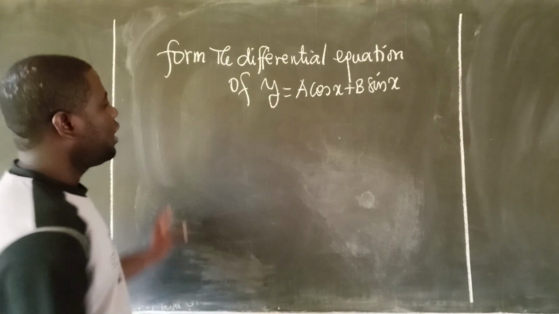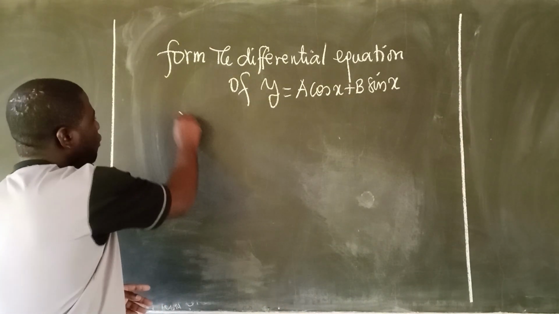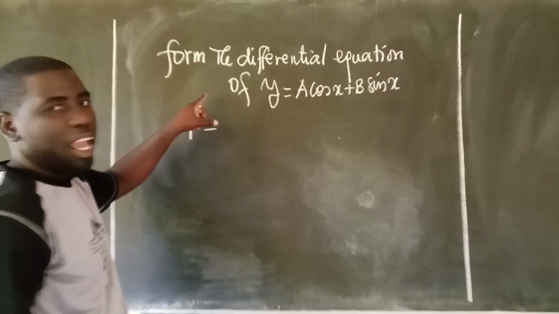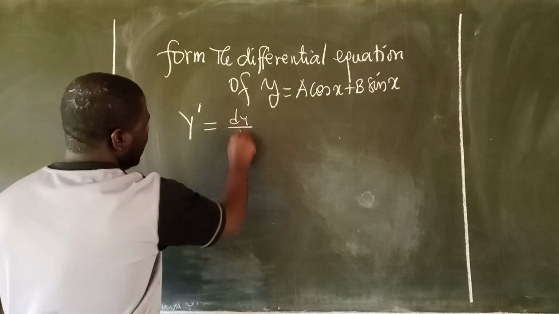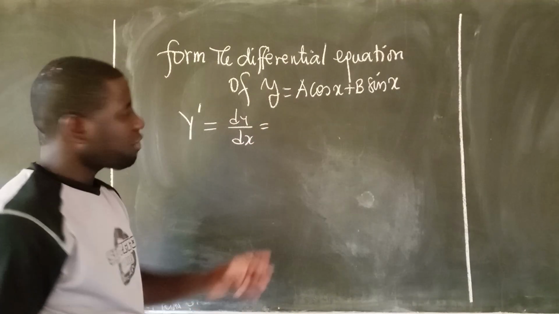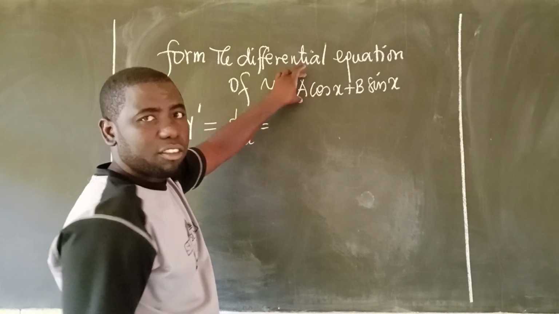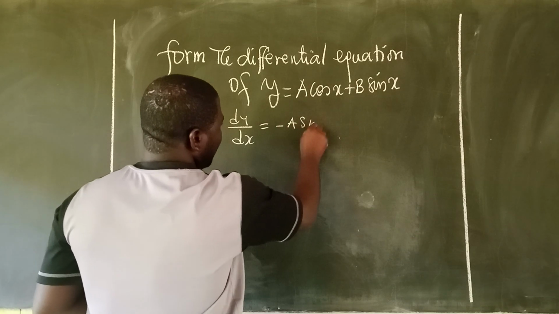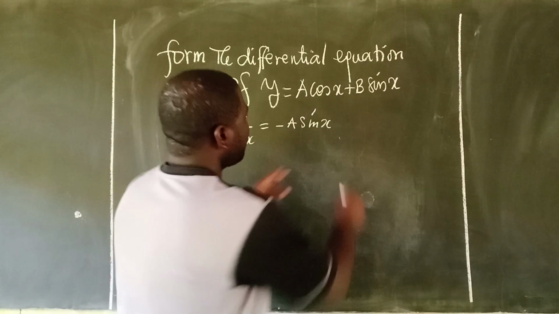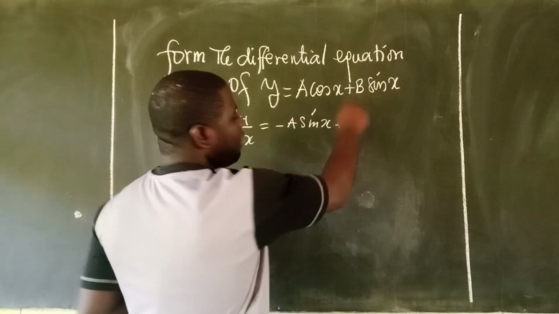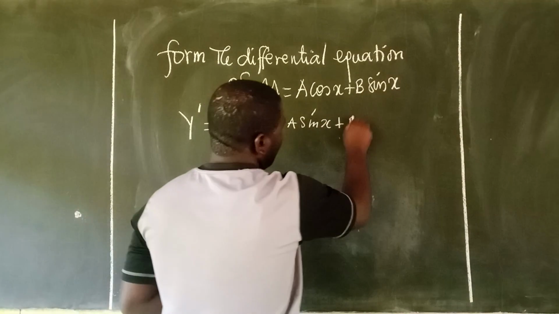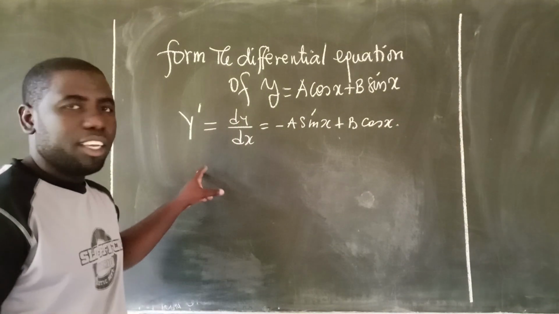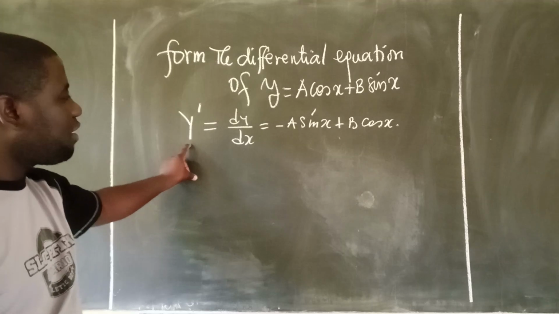Let us try. For the first derivative, we have y prime, which means dy/dx, will be equal to the derivative of, remember this is a constant, the derivative of cosine is minus sine, so minus a sine x, plus, this is a constant again, the derivative of sine is cosine, so b cosine x. Okay. What is needed again is to differentiate again.